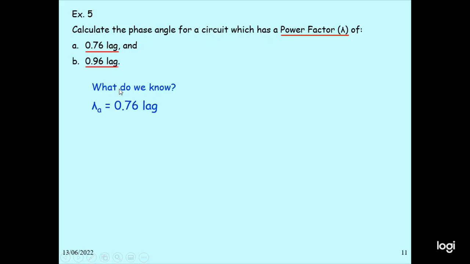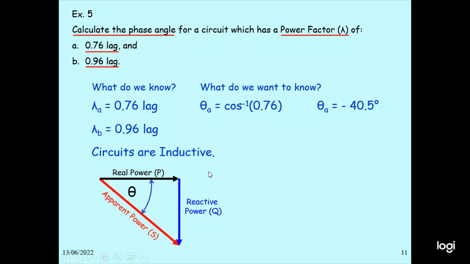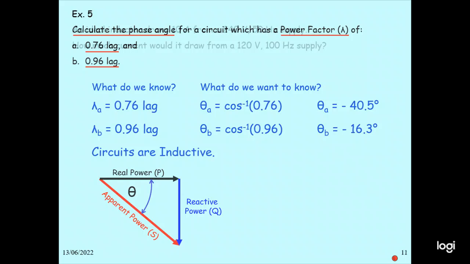What do we know? So the power factor is 0.76 lagging and 0.96 lagging. The circuits are inductive. Real power, reactive power, apparent power here. What do we want to know is theta. Theta is cos inverse of 0.76, you got minus 40.5 degree. Theta is cos inverse of 0.96, you got minus 16.3 degree.